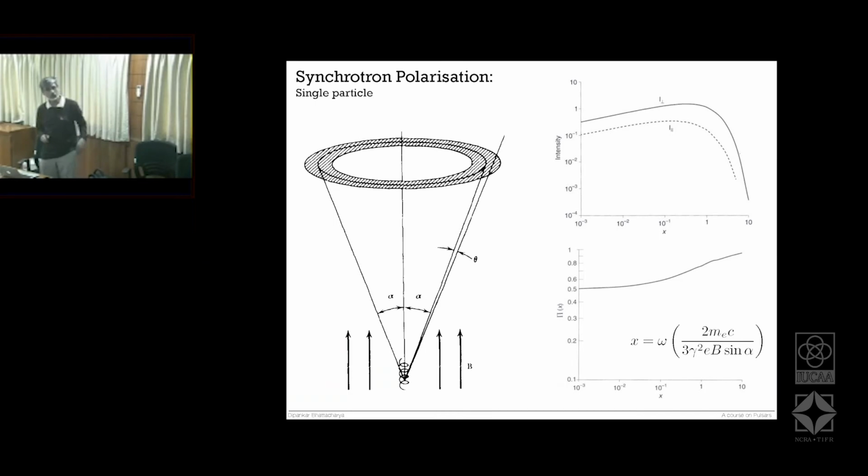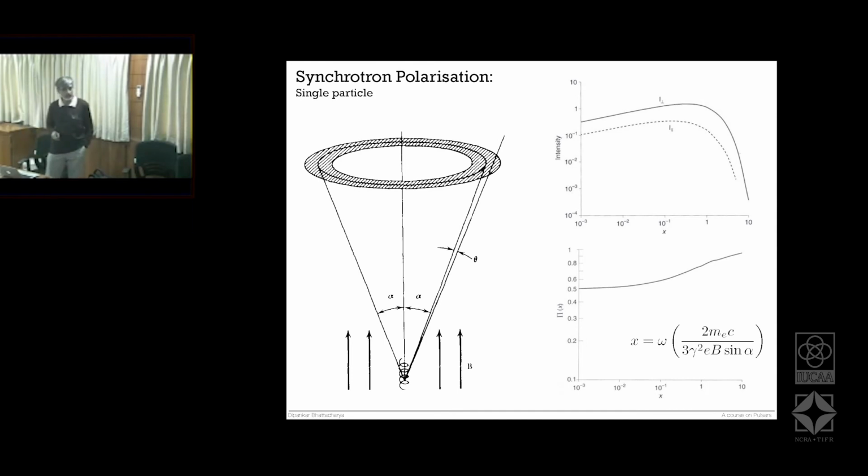When you have radiation coming from multiple particles with different energies, largely the radiation dominates near the maximum for each particle, and you add up the radiation from near the maximum for each particle. That's how you get the total spectrum. Near the maximum, as you can see, this difference is more than an order of magnitude.